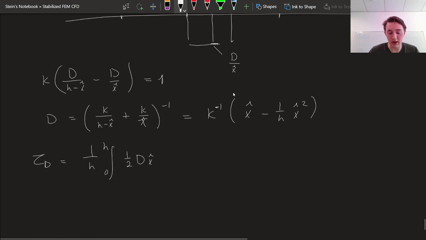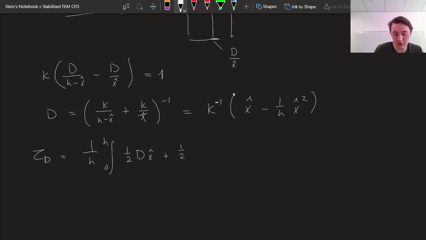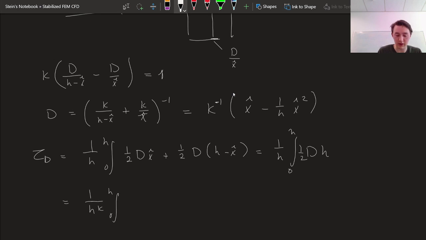Plus this triangle is half times d times h minus x hat. Well, then we see that this already cancels, so we get 1 divided by h times the integral from 0 to h of d, half times h. Now we have our definition of d. So we get 1 over h, the integral from 0 to h, and then divided by kappa, so we get 1 over h divided by kappa.